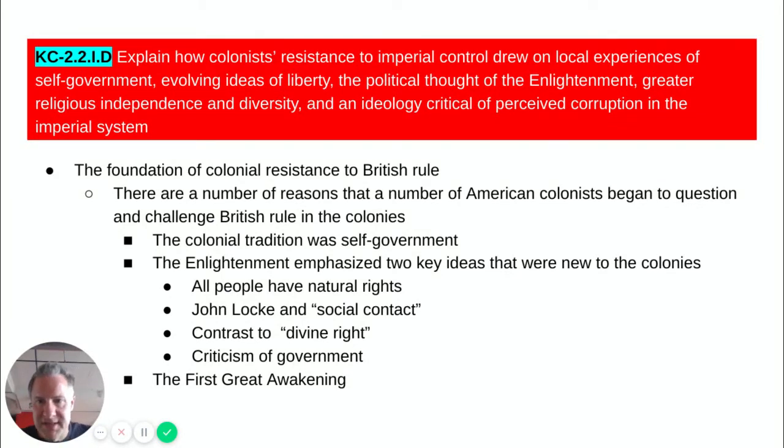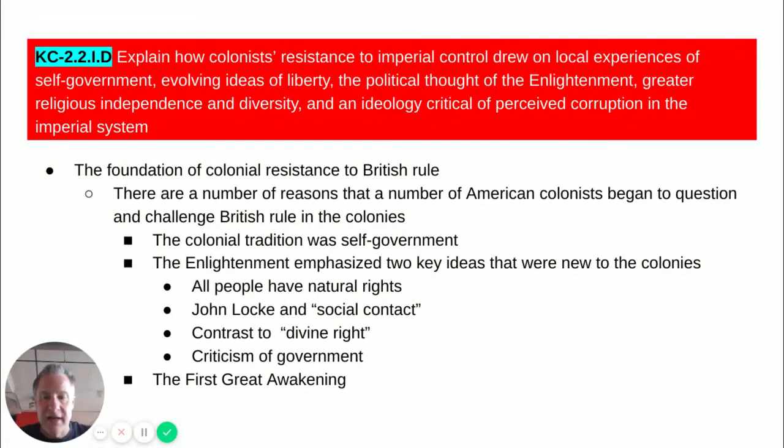The other thing we're going to take a look at is more colonial resistance growing to British rule. What Bacon's Rebellion starts, it spreads throughout the colonies. And there's a number of reasons that American colonists began to question and challenge British government in the colonies.